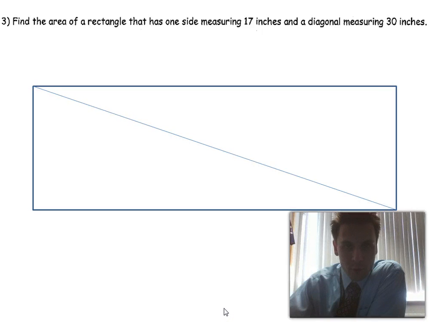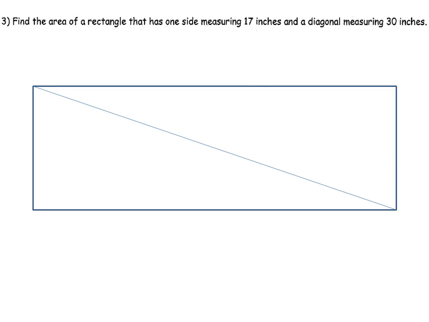All right, and we got problems number 3 and 4 from the Geometry Chapter 8 practice test here. Number 3 is asking us to find the area of the rectangle that has one side that's measuring 17 inches and a diagonal measuring 30 inches. So I have the rectangle drawn here. It's not drawn on the practice test, so you have to draw that out.